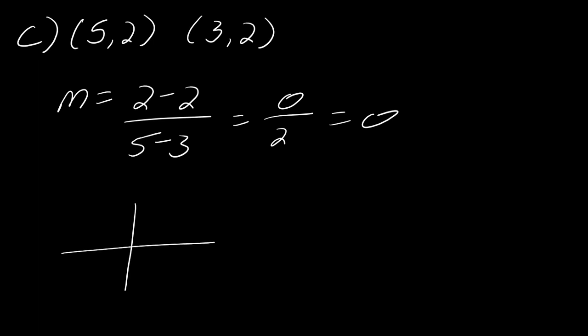And so if I use that same trick where I just graph these 2 points, so let's say I have 5, 2, and 3, 2. Well, now I can see that this is a horizontal line. So horizontal lines always have a slope of 0.